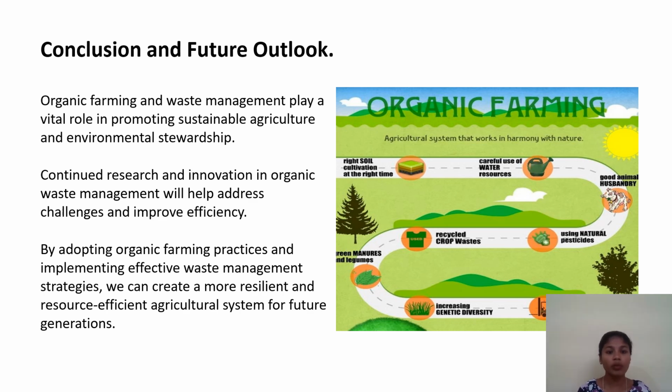Conclusion. Organic farming and waste management play a vital role in promoting sustainable agriculture and the environment. By adopting organic farming practices and implementing effective waste management strategies, we can create a more resource-efficient agriculture system for future generations.